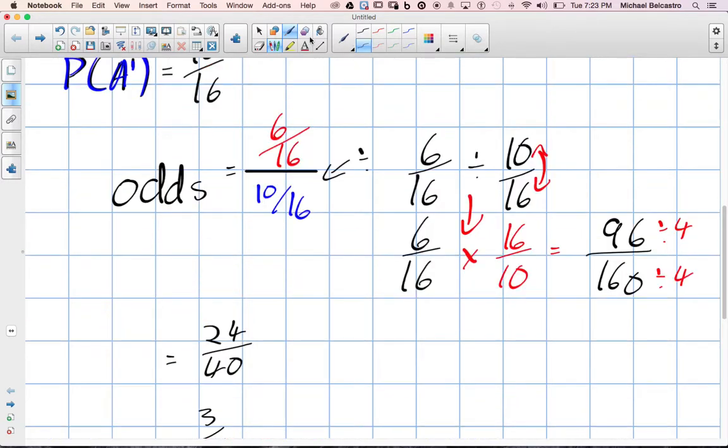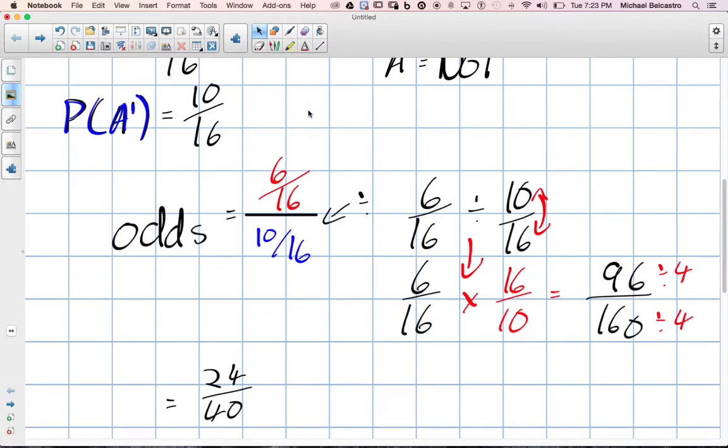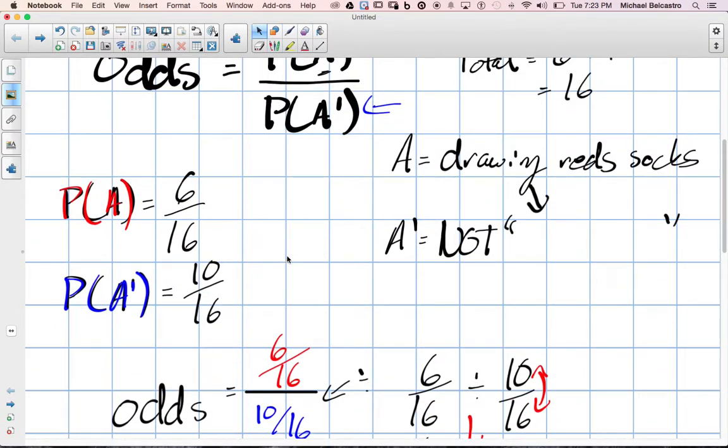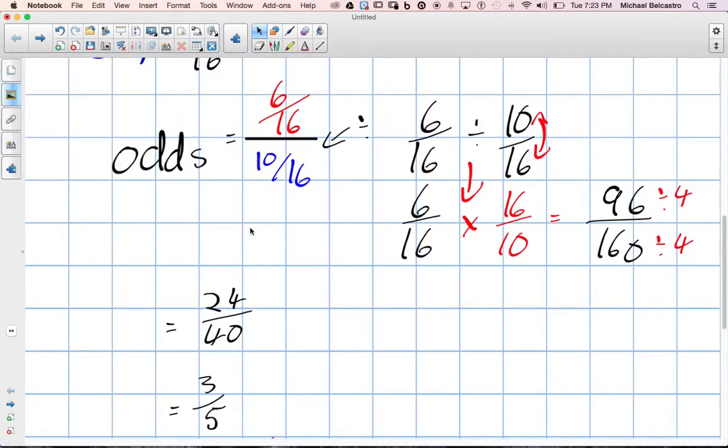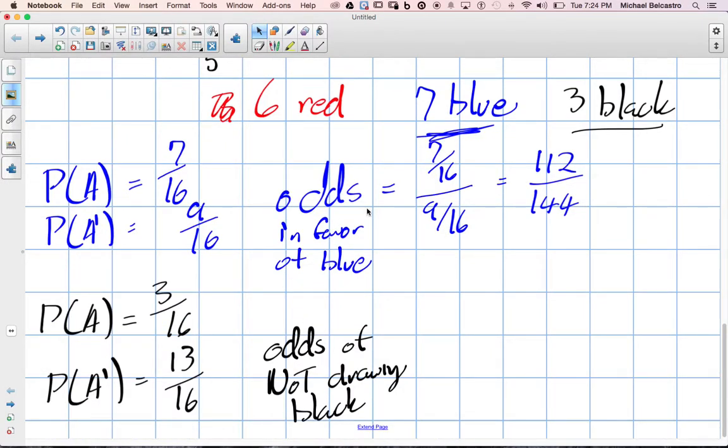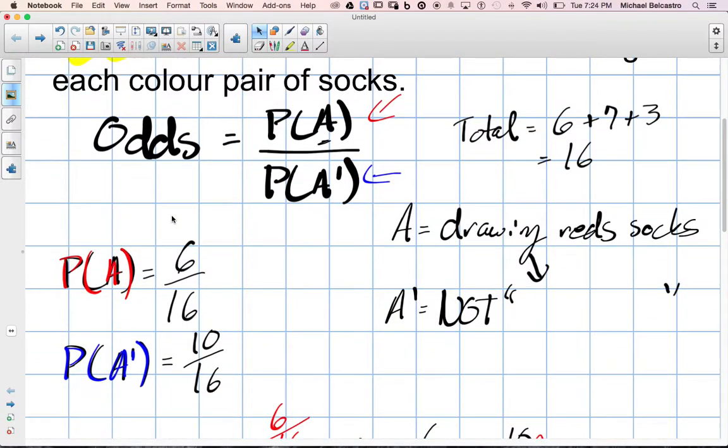In both these ones above, I said this is the probability, and I didn't say it out loud, but the probability of drawing red, so in favor of drawing red socks. This is in favor of drawing blue socks. This is not drawing black socks. So remember our little formula here, we did PA over PA to the power of 1, or the notion of 1. So we're doing the opposite idea. So what do you think we do with this fraction here? You divide it, right? Yeah, we're going to divide it.